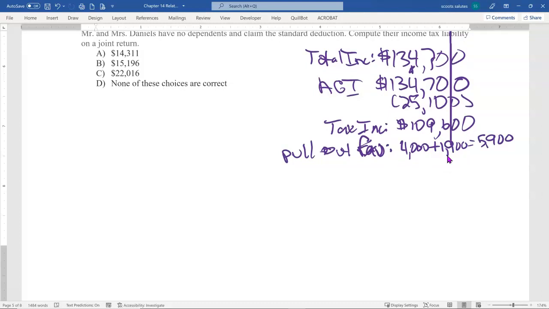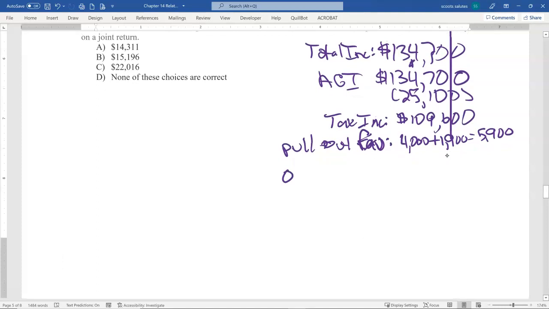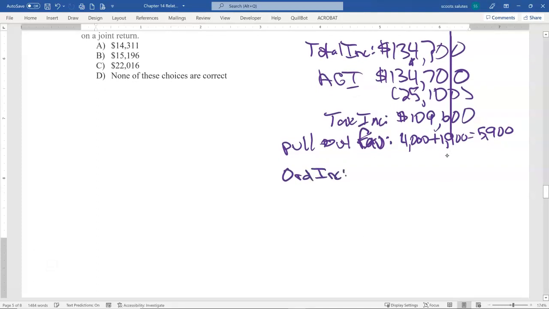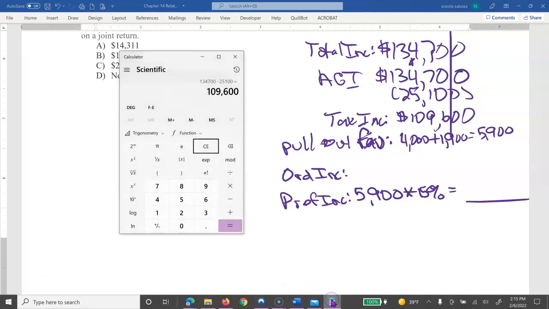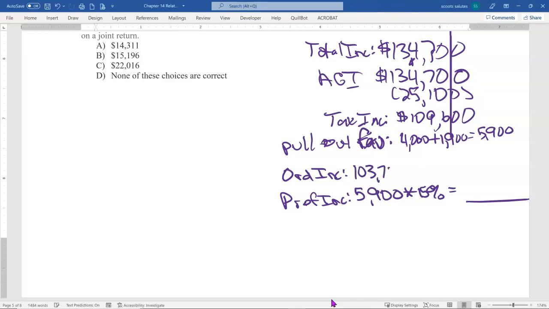The system's doing this all behind the scenes, so a lot of times you don't necessarily see it, but I think it's good for us to break it out. So that means my ordinary income, and we'll put preferred income, meaning as far as tax. So we know that's going to be the 5,900 times 15%. That's going to give us an amount. So let's come back up here. Take the 109,600, subtract 5,900 from it, and that's 103,700. That's what I'm going to use for my tax table.